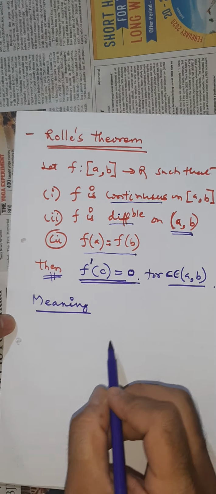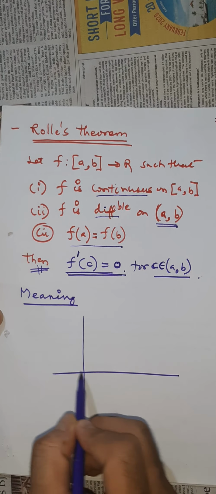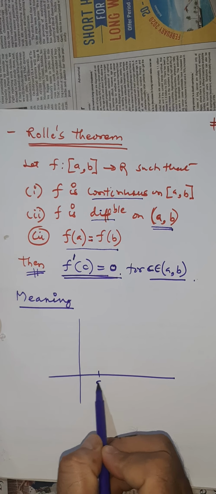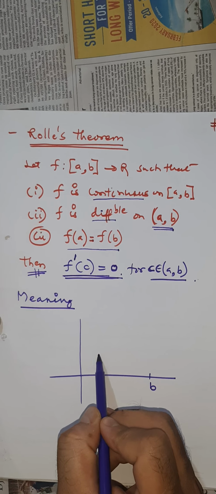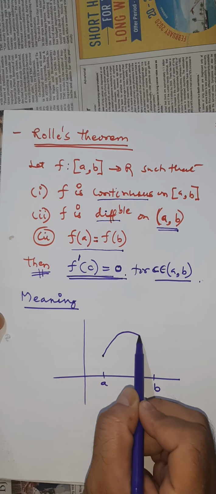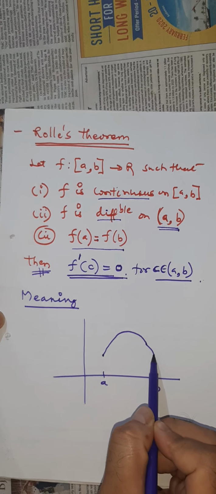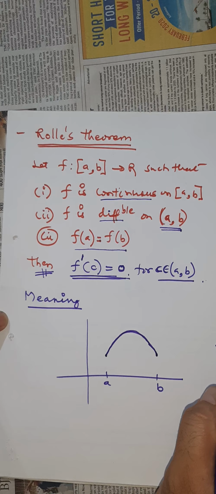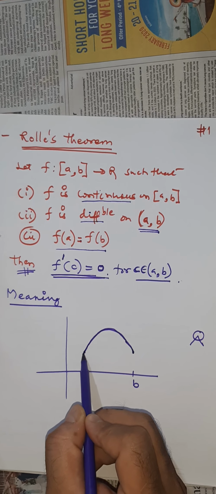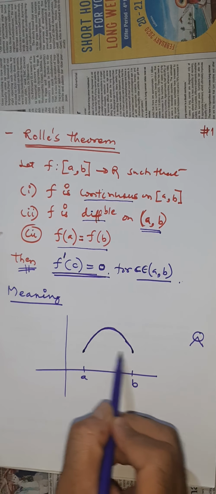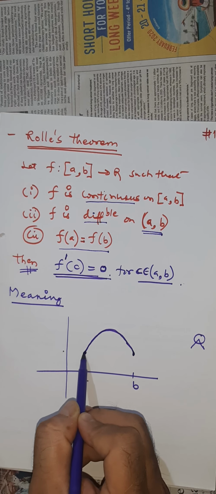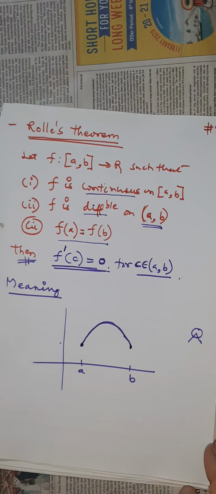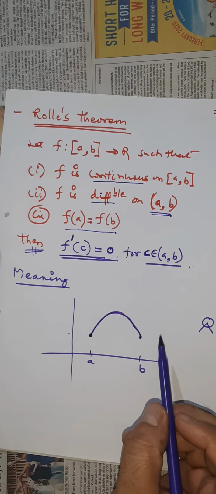So this says that you take a function like this here, which is continuous and differentiable. Suppose this is a, this is b. The function is like this, for example. You can see that this is continuous, there is no break and there is no corner like this. So it's differentiable. f of a here, f of b here. So f of a equals f of b. You have a function like this that satisfies all the three conditions.